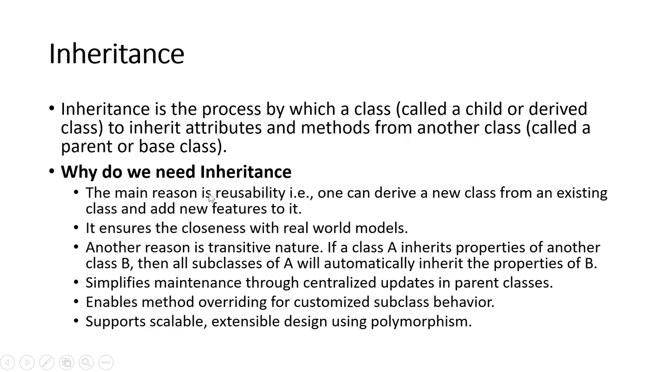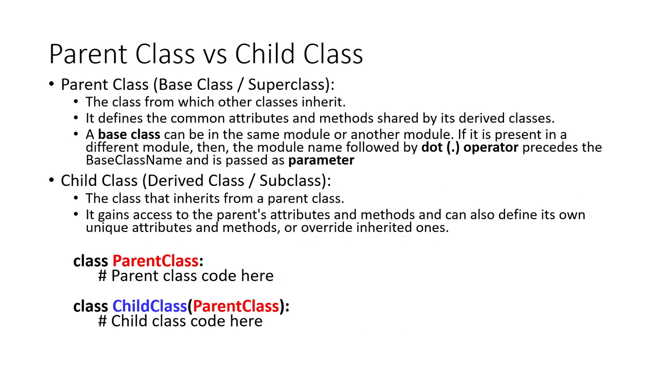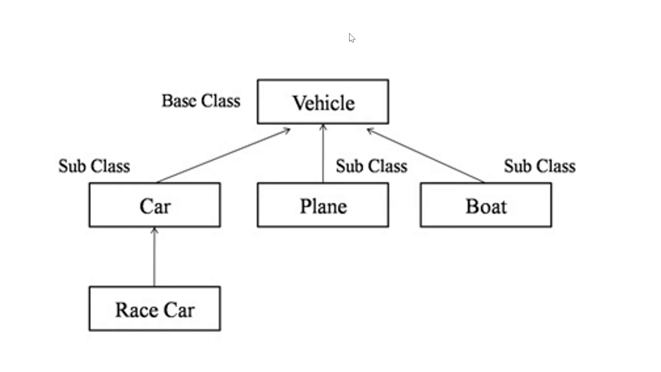So why do we need inheritance? The main reason is reusability. For example, some common attributes or common methods you can define inside the base class, that is the parent class, so that they can be used by different child classes. Here I will show you one simple example.